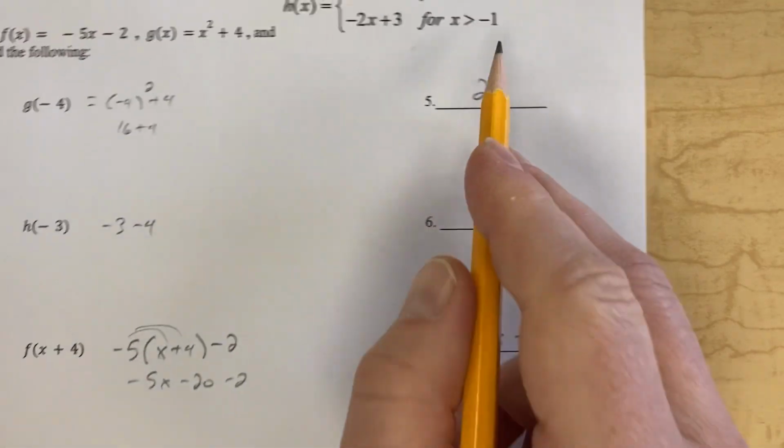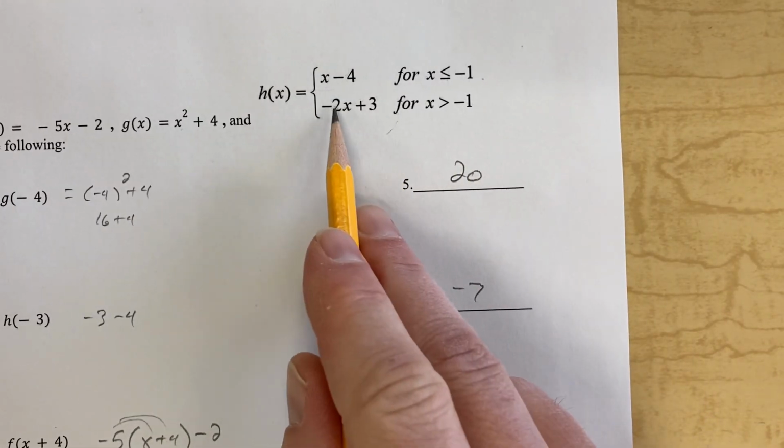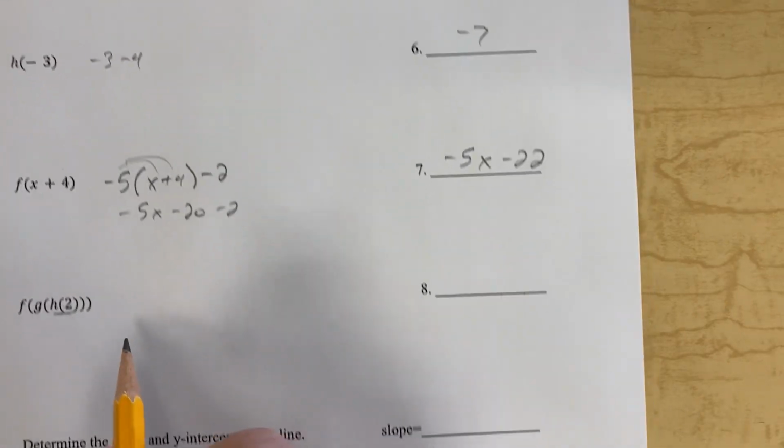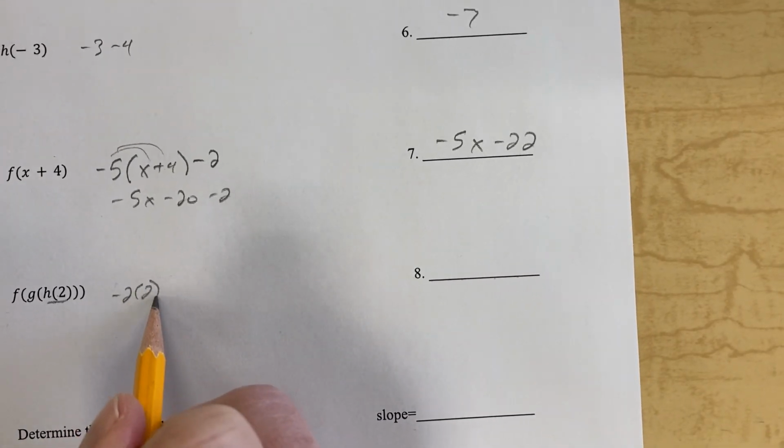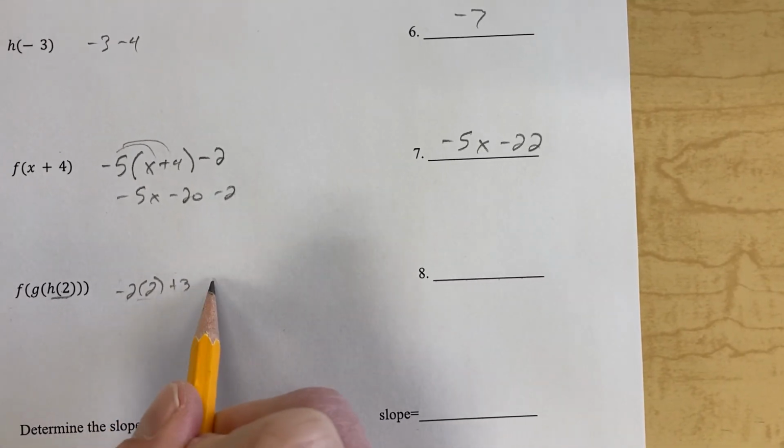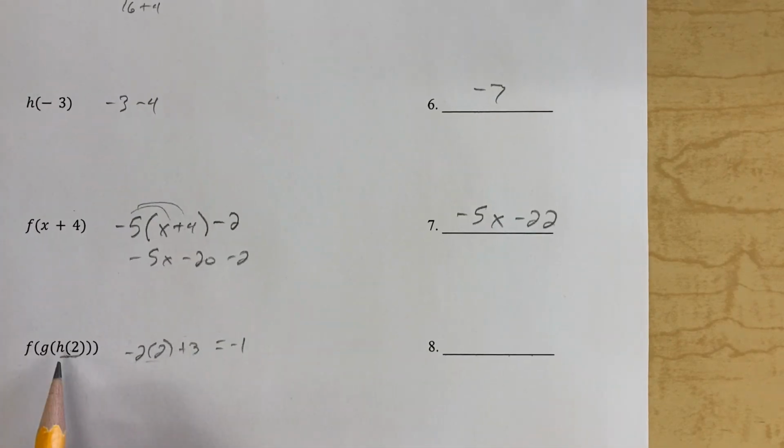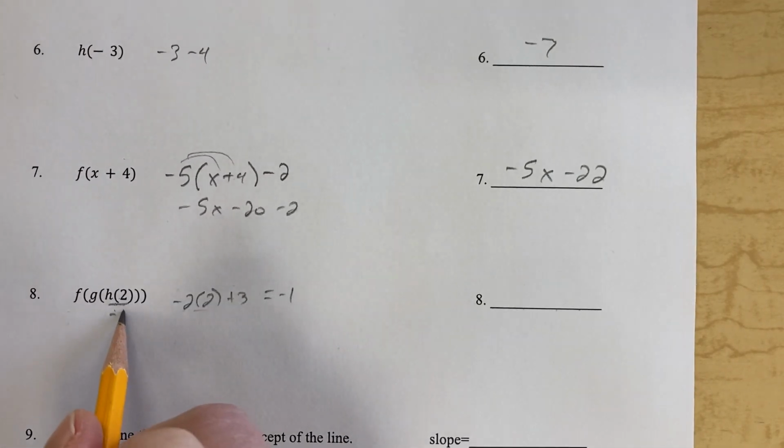Okay. Then we get this crazy one, this f of g of h of 2, so we're going to start inside, h of 2. 2 is bigger than negative 1, so we're going to put 2 right there, and go negative 2 times 2 plus 3. That's negative 4 plus 3, which is negative 1. Okay, so h of 2 is negative 1.